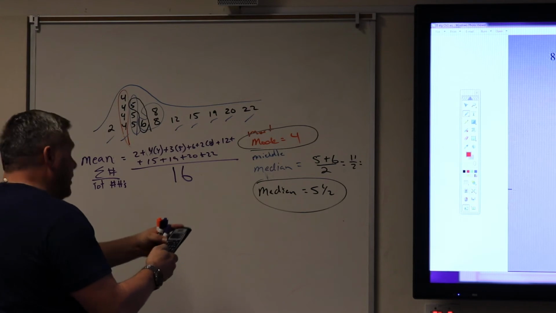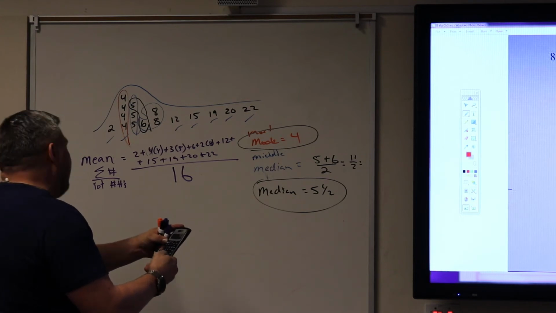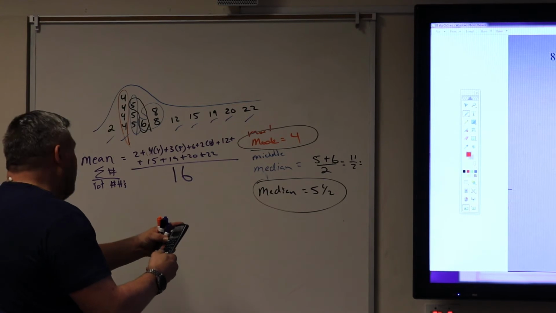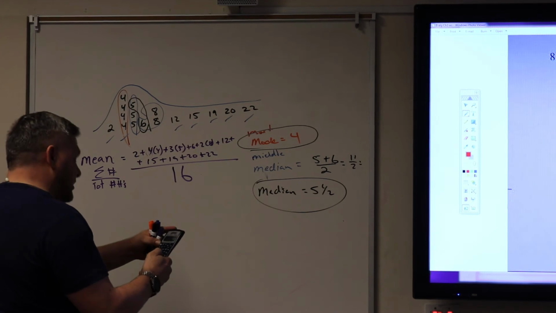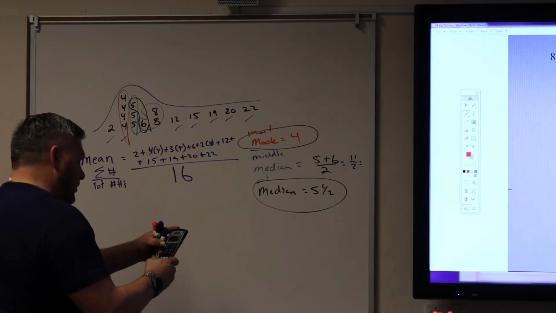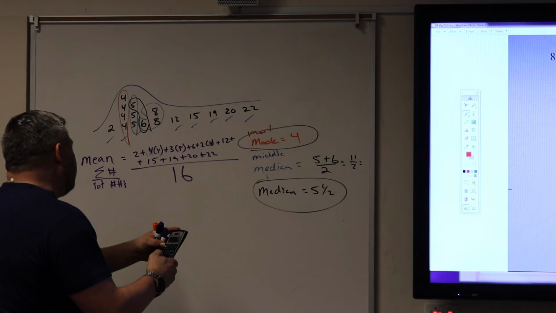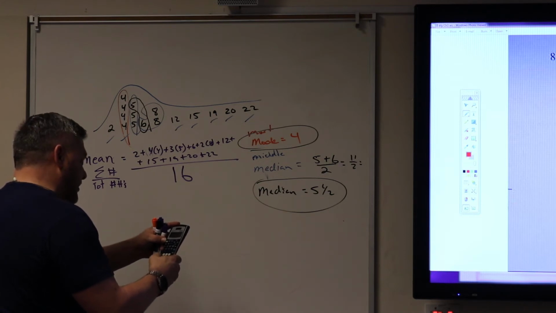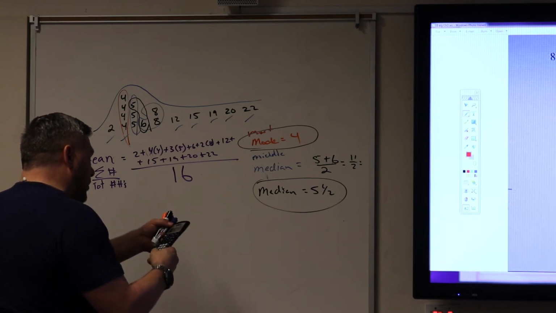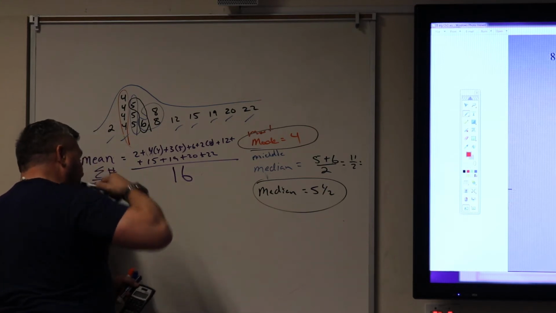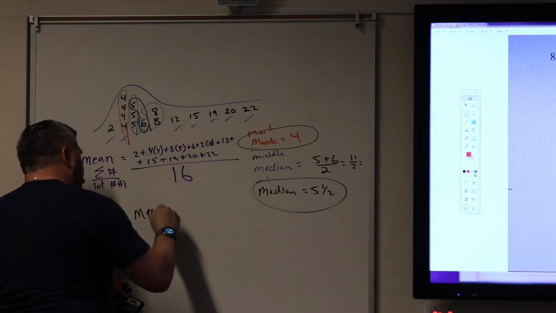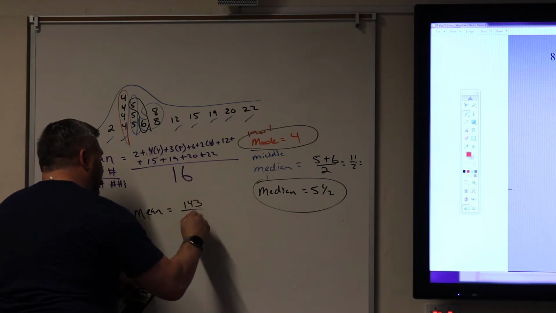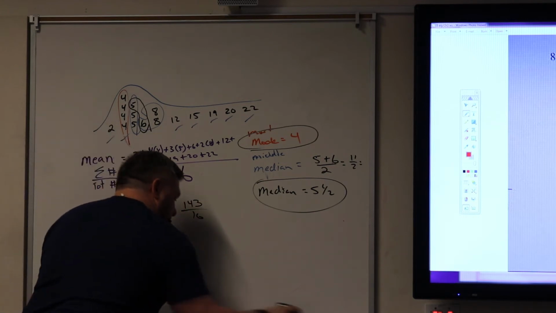plus 15 is 3 times 5, plus 6, plus 16 is 2 times 8, plus 12, plus 15, plus 19, plus 20, plus 22 equals. And so we get 143. So the mean is equal to 143 over 16, right?